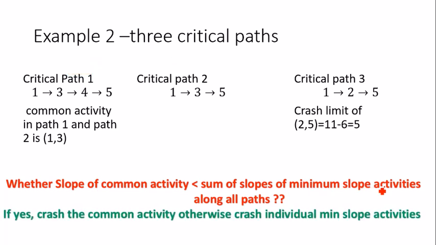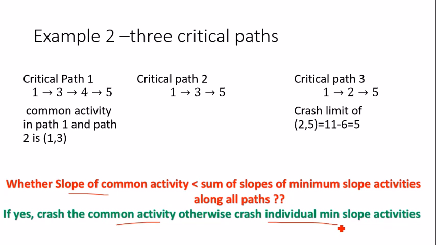If this is yes, it is beneficial to compress the common activity because the slope is less. Slope less means the rise in cost will be less in this case. So I'll definitely go with crashing the common activity. Otherwise, if this condition is not satisfied, then I'll be crashing the individual minimum slope activities.